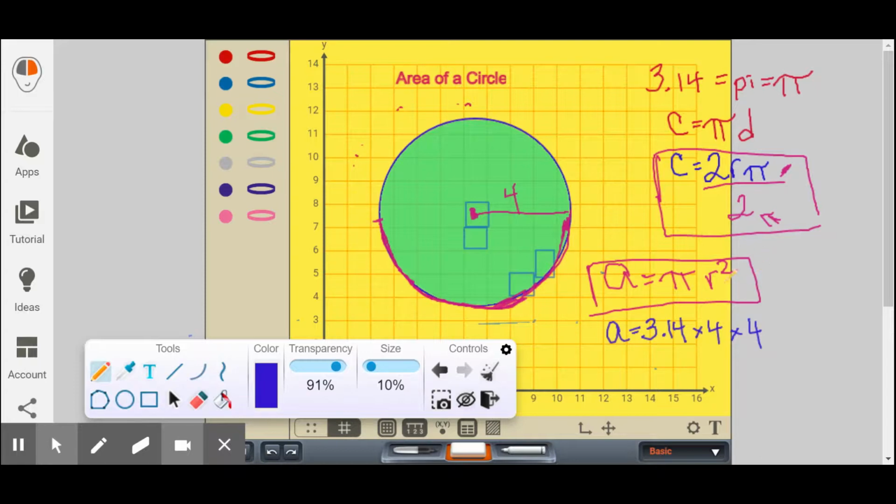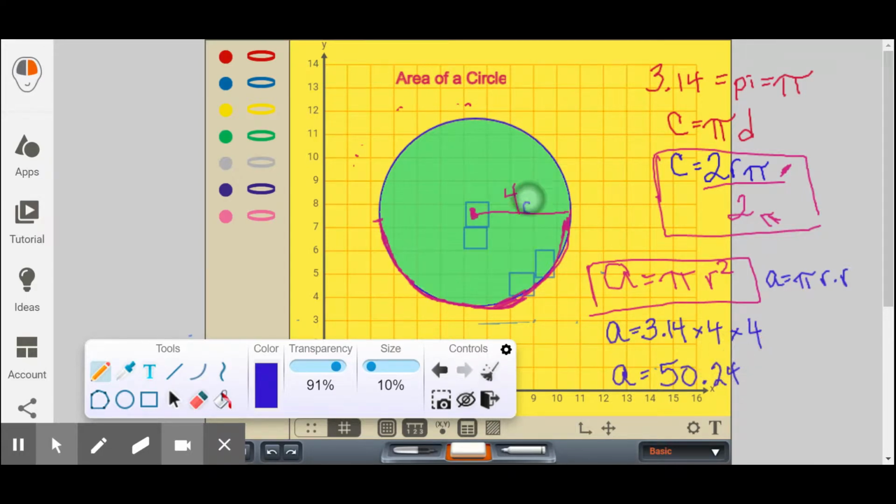R squared means this is the same as pi times radius times radius. It is not the same as radius times 2. That's just finding diameter. We don't want to do radius times 2. We want to do radius times radius, which is going to give us r squared. So on your calculator, you would do 3.14 times radius times radius, and you would end up with 50.24.